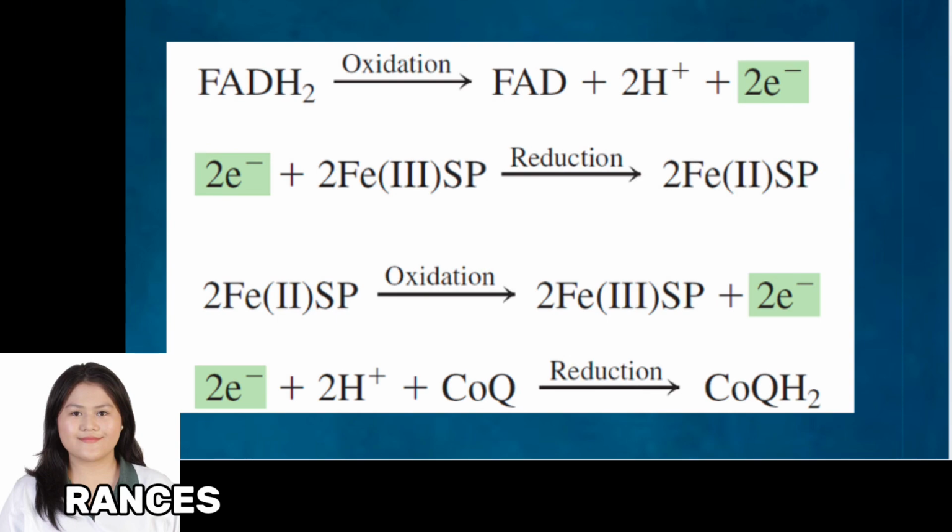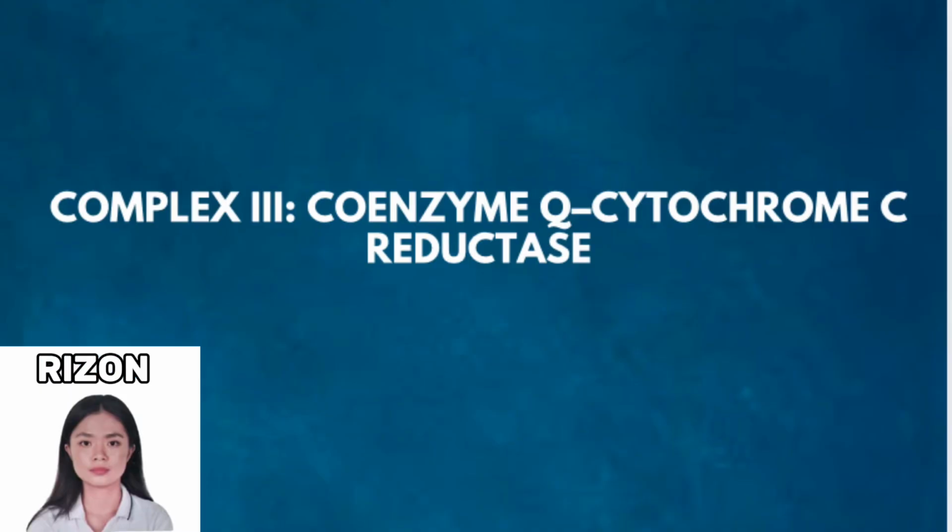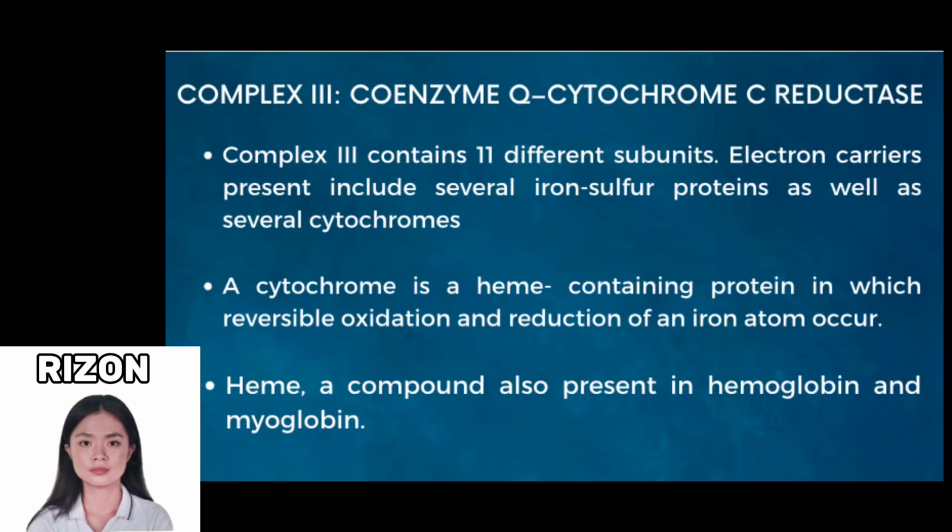The third complex is the coenzyme Q cytochrome C reductase. Complex 3 contains 11 different subunits. Electron carriers present include several iron-sulfur proteins as well as several cytochromes. So what is a cytochrome? A cytochrome is a heme-containing protein in which reversible oxidation and reduction of an iron atom occur. A heme is a compound also present in hemoglobin and myoglobin. So this is an example of a heme that is present in hemoglobin and myoglobin.